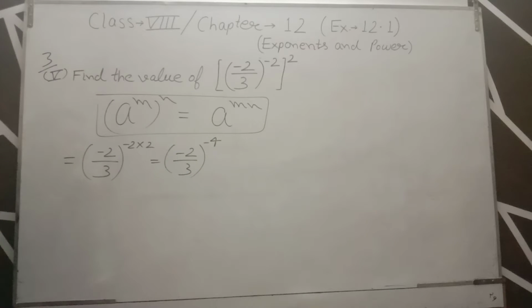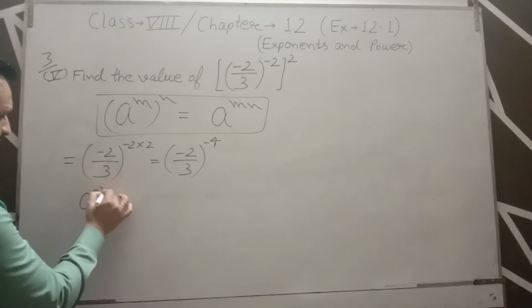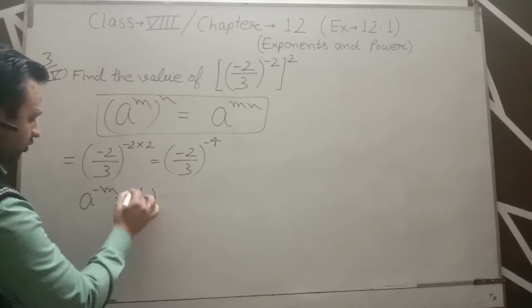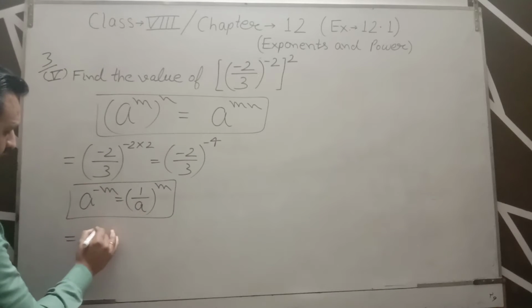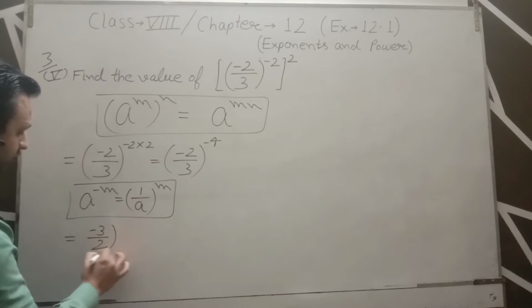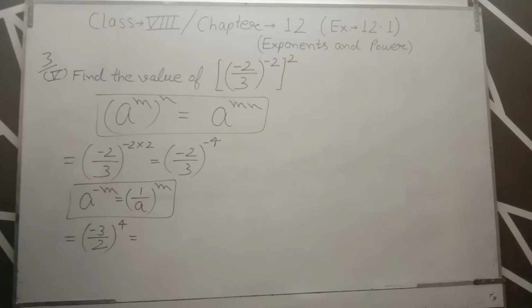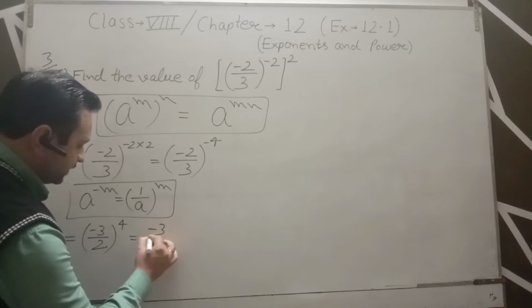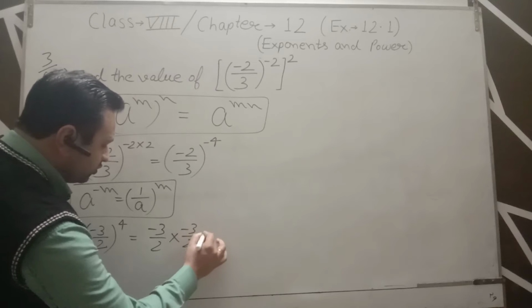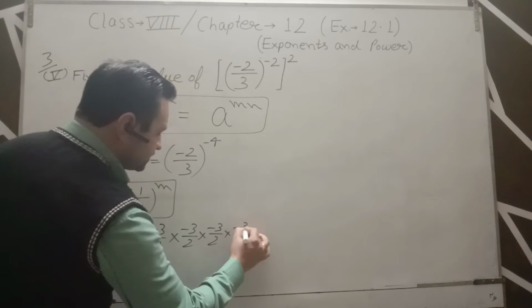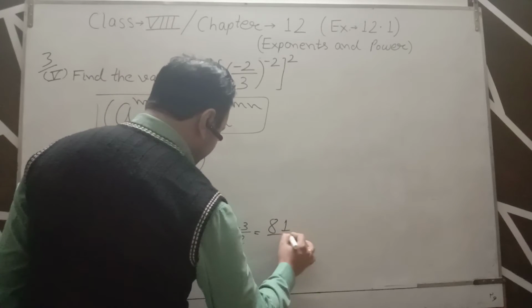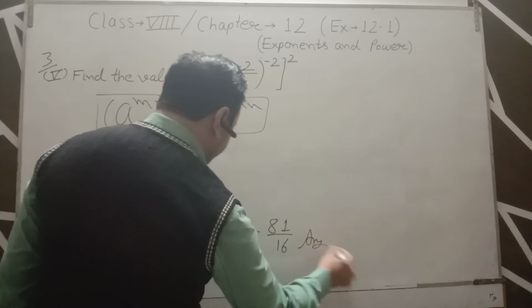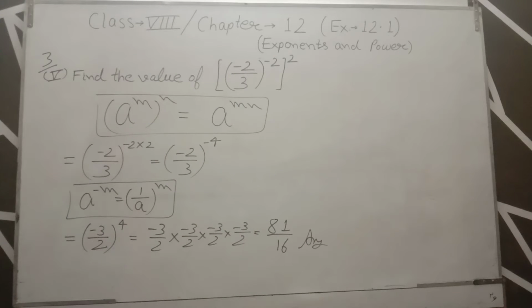Now we can use the law of exponents: a raised to the power minus m is equal to (1 upon a) whole power m. So it converts to (minus 3 upon 2) whole power 4. Now multiply minus 3 upon 2, minus 3 upon 2, minus 3 upon 2, minus 3 upon 2, and the value is 81 upon 16. So I hope the fifth part is also clear, just note it down.